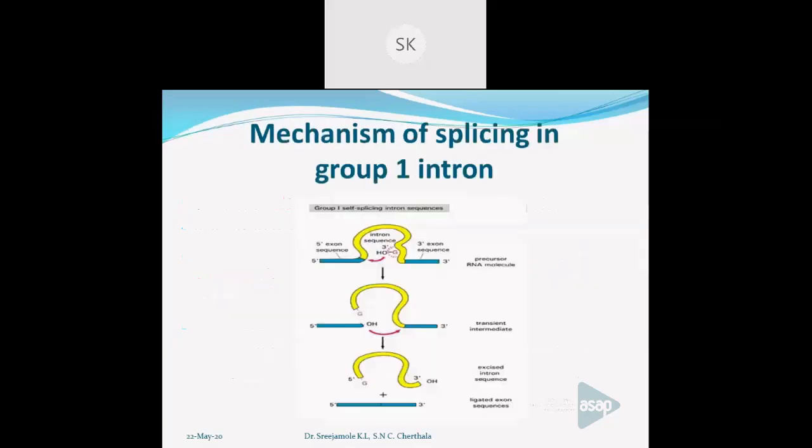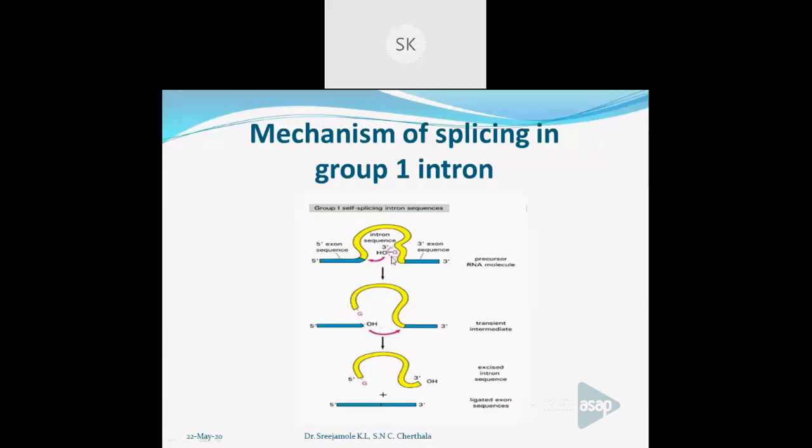So this is the mechanism of splicing in group 1. Here we can see the yellow color denotes the intron, and the blue color on either side denotes the exons. The intron has a guanine, and the 3' OH of the guanine reacts with the 3' end of the exon and splices it at this point, thereby releasing that end of the intron.